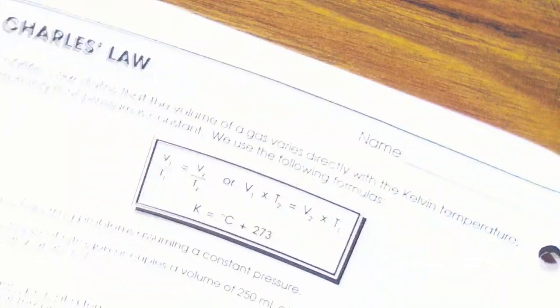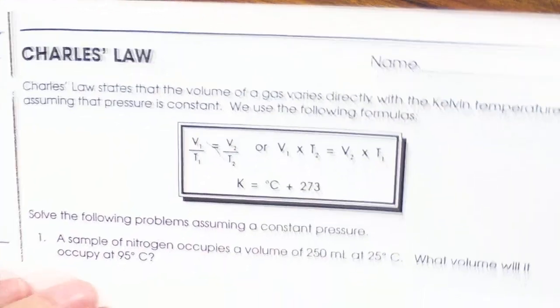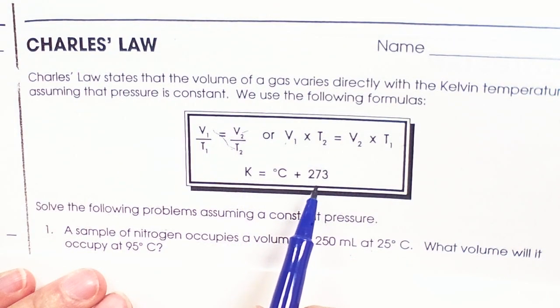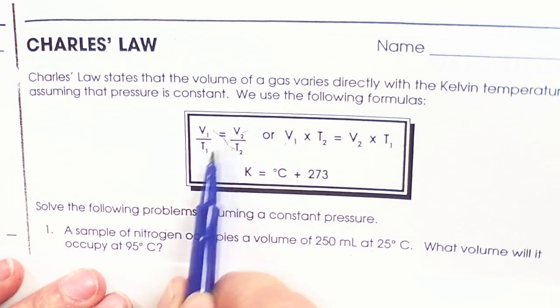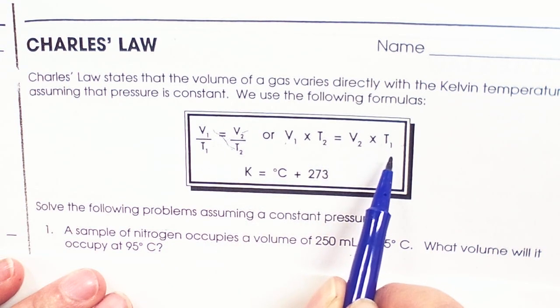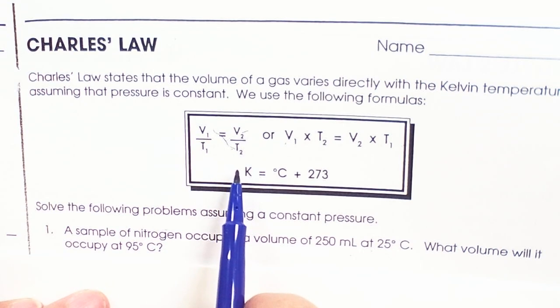Okay, in Charles' law, remember, all temperatures must be in Kelvin. And so right there is the conversion: you're going to add 273. And here are both equations. Here it is as a fraction, and then here it is as a linear equation, which I prefer. But if you prefer the fraction, plug them in as a fraction.